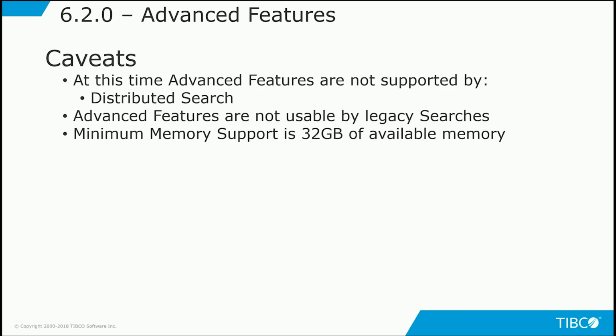Some caveats in 6.2 to be aware of. At this time, advanced features are not supported by distributed search. Advanced features are not usable by the legacy search, and the minimum memory support is now 32 gigs of available memory when using 6.2 plus the advanced features.